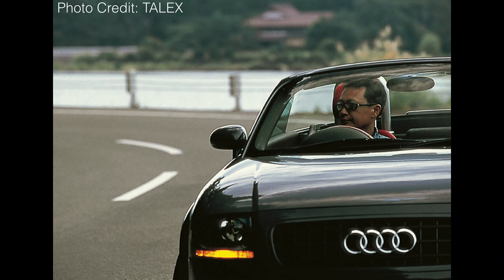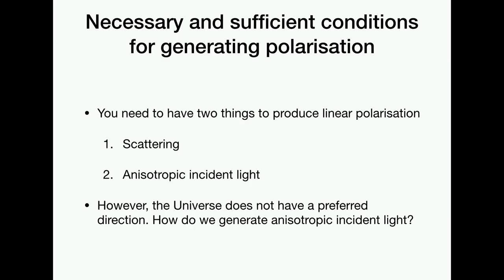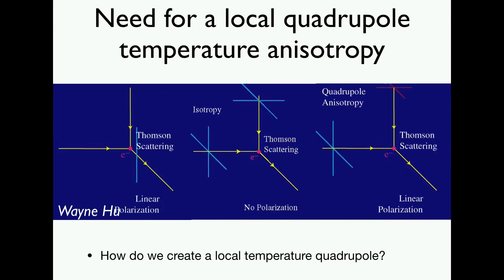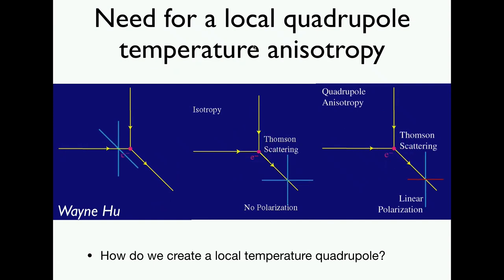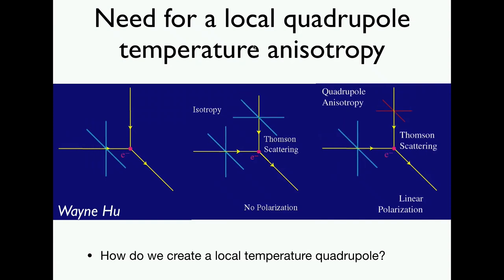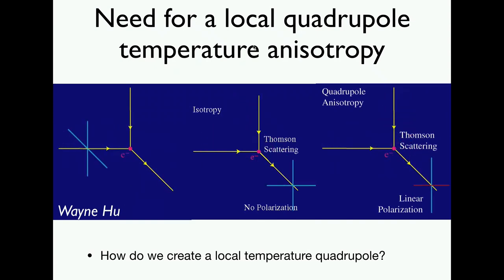But wait a minute, the universe doesn't have a preferred direction. So what is this anisotropic incident light? Where does that come from? The universe doesn't have a preferred direction, but it has anisotropy. Namely, when you have incident light coming from the left, and this light scatters off an electron and transmits the light, it's just like the case where sunlight is reflected on the ocean or the windshield of a car. Only because light is transverse, you cannot have polarization that's longitudinal, parallel to the direction of propagation. As a result, even if you had unpolarized light with equal amplitude and intensity in both polarization directions, only one gets scattered. Of course, the universe has no preferred direction, therefore photons are coming from everywhere.